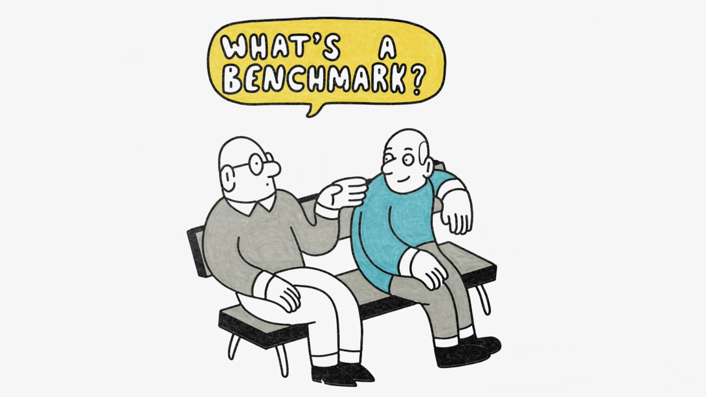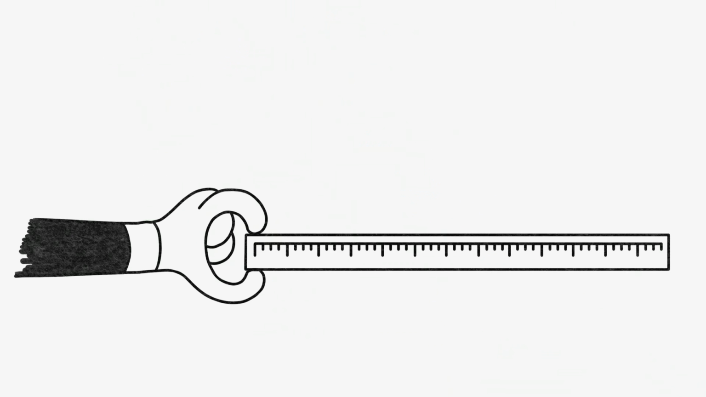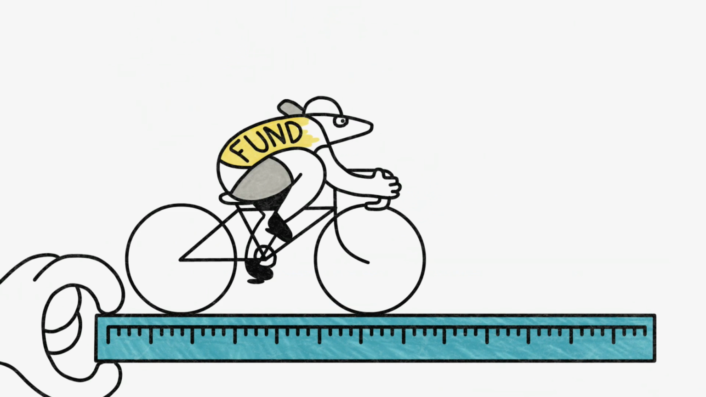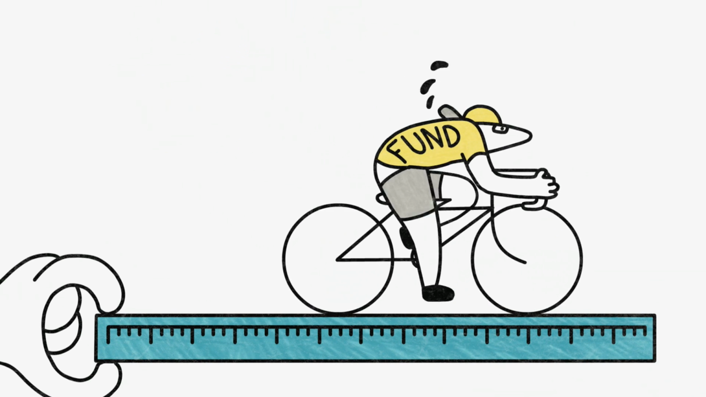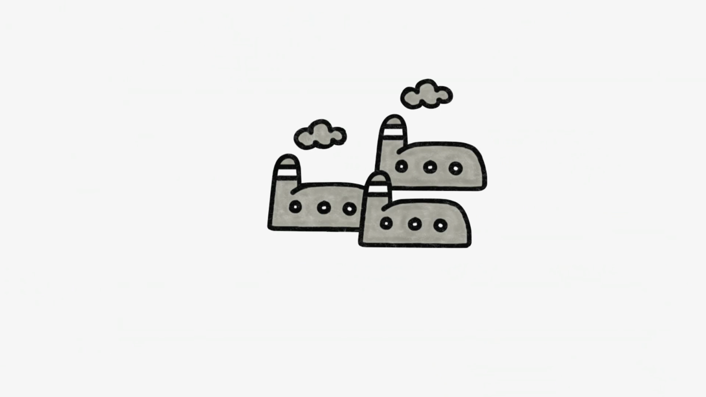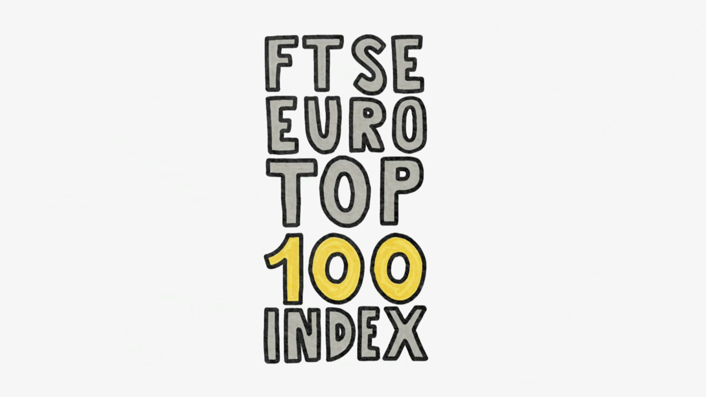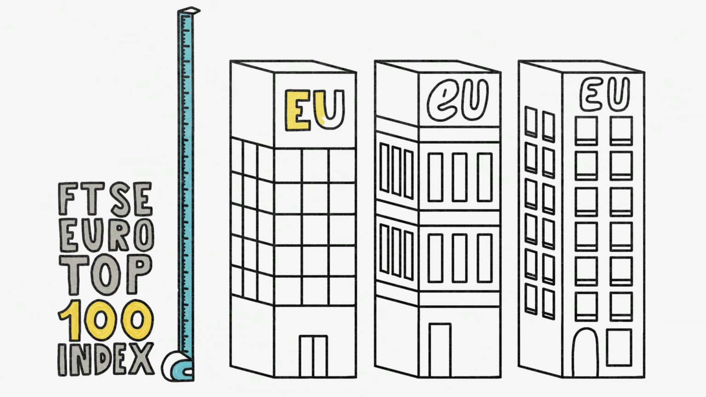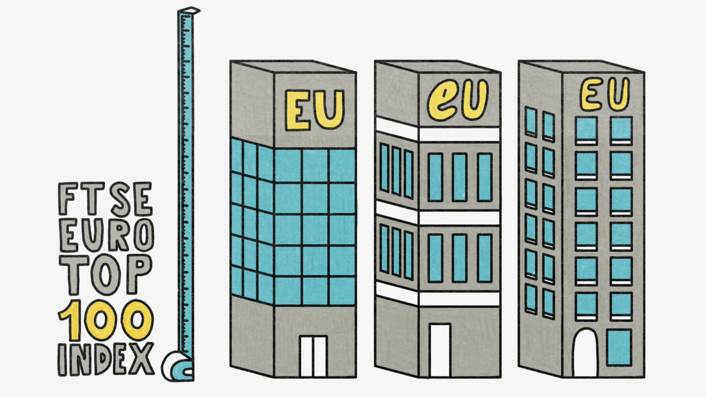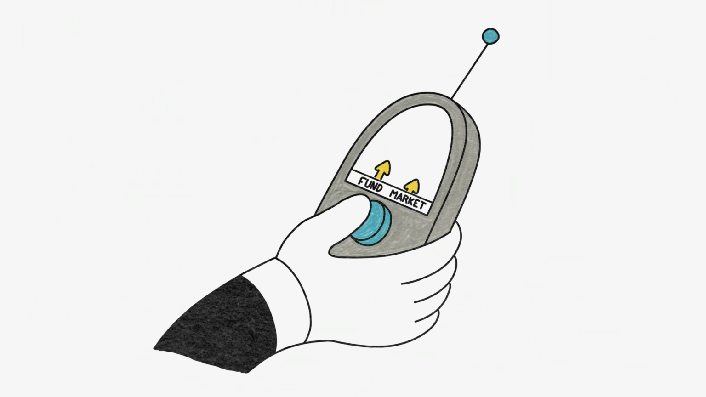What's a benchmark? A benchmark is a yardstick used by fund managers to evaluate the performance of their funds. Typically, it's a group of shares in companies in the same industry or geographic region. For instance, the FTSE Eurotop 100 index is used as a benchmark to track the performance of the biggest companies in Europe. It's basically a tool to show how well a fund is doing compared to that market.